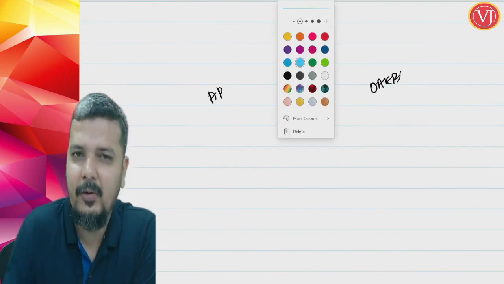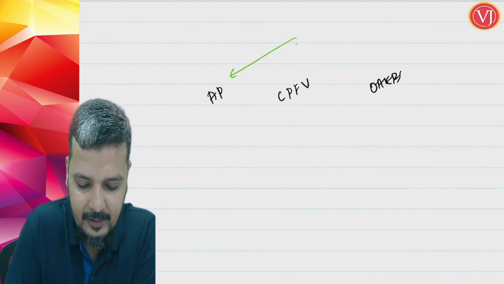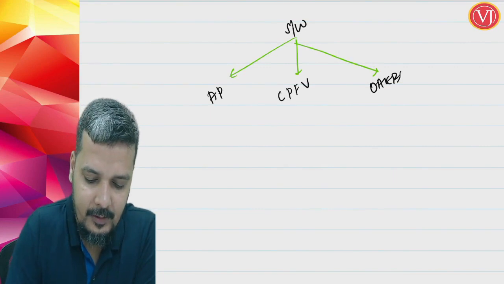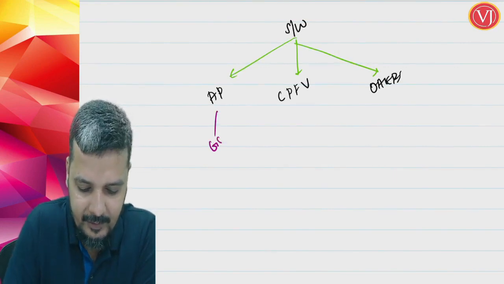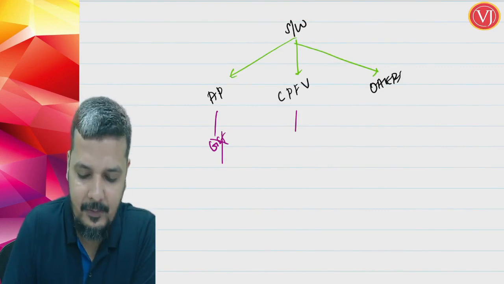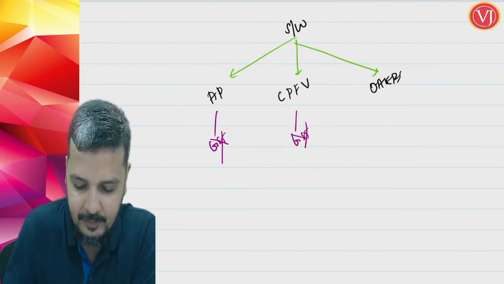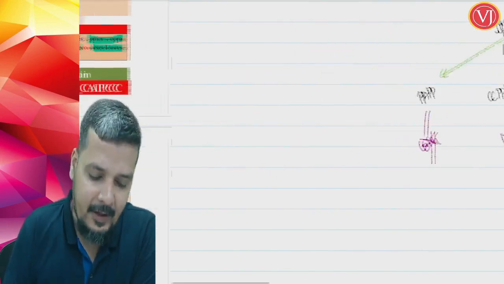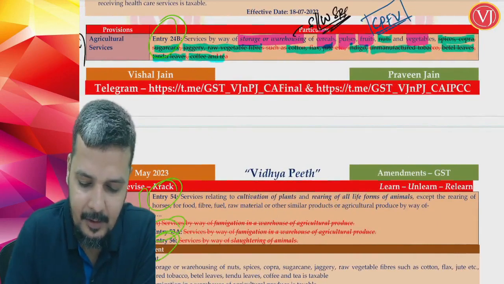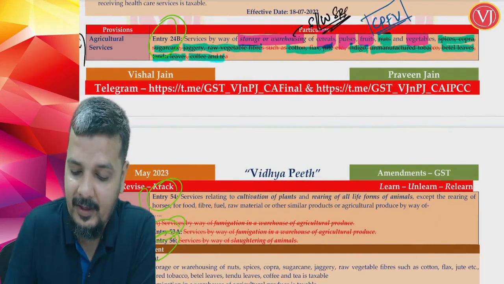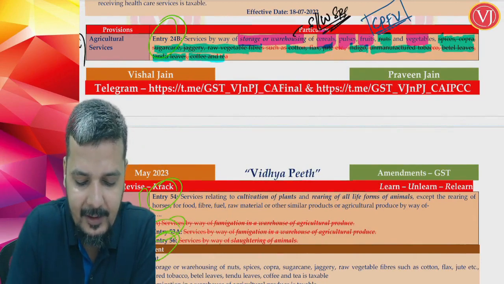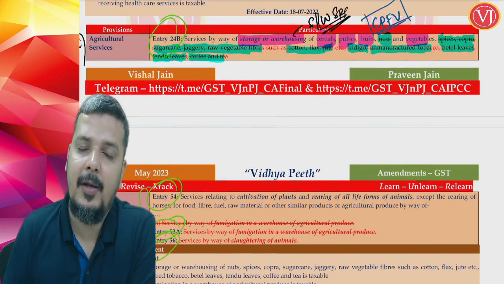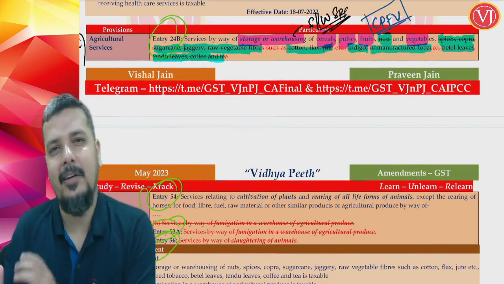Obviously, not only storage and warehousing, many other services are also exempted. Here, if it is of agricultural produce, it was exempt, it is still exempt. Cereals, pulses, fruits, vegetables were exempt and are still exempt. For others, there were few items which were exempted. For example, storage and warehousing of nuts was exempt, now it is taxable. Spices, copra, sugarcane, jaggery, raw vegetable fibers such as cotton, flax, jute, indigo, unmanufactured tobacco, tendu leaves, coffee, tea and betel leaves were all exempted.